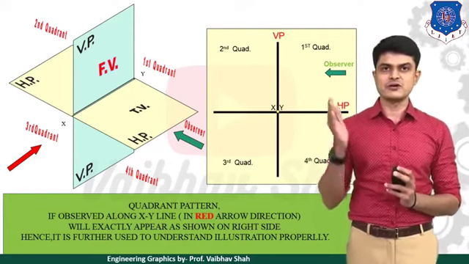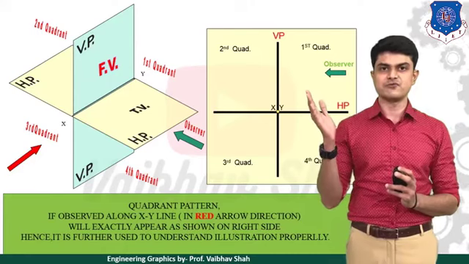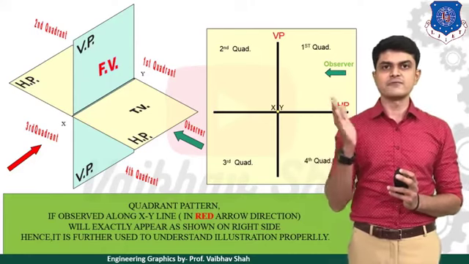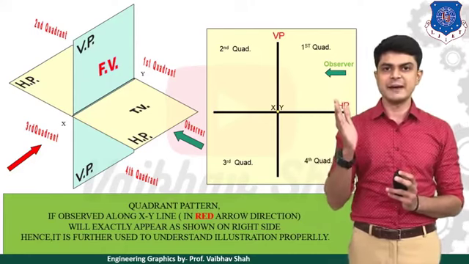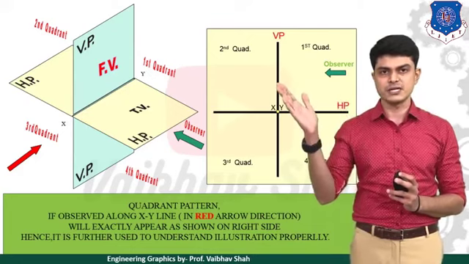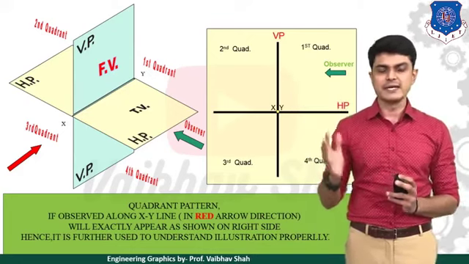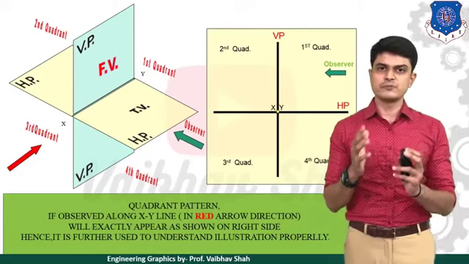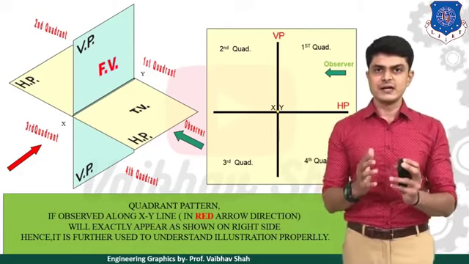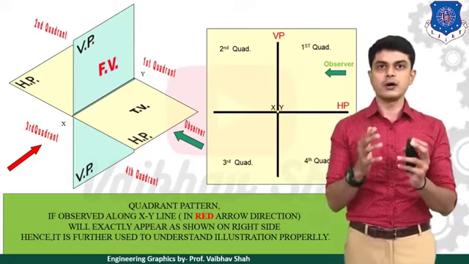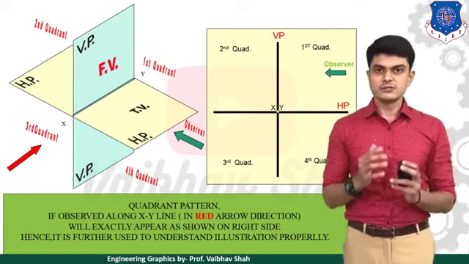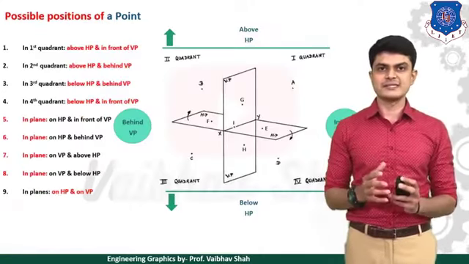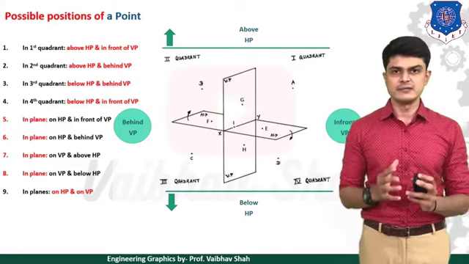Let us suppose we place our object here in the first quadrant and take the front view from this direction. Then we have our front view on this vertical line, or vertical plane. If we take its view from the top view direction, it is obvious that we will have its top view on our horizontal plane here. So let us begin and try to understand the quadrant system in detail.